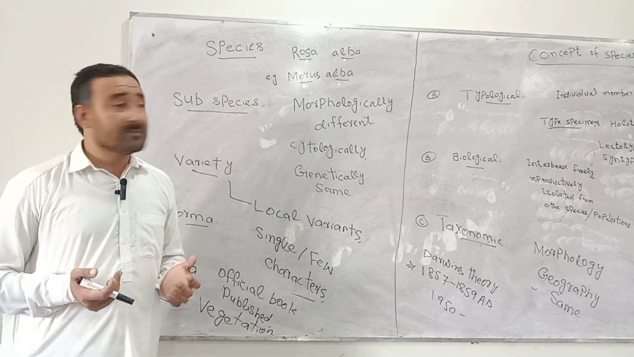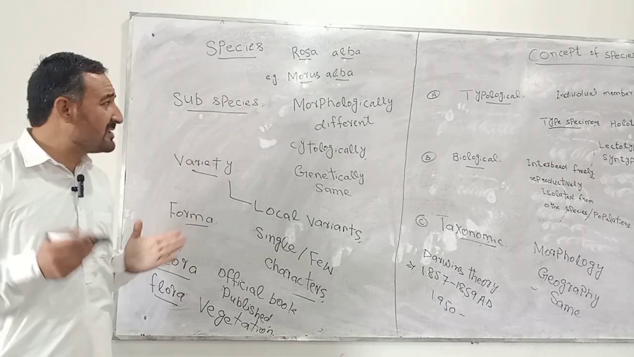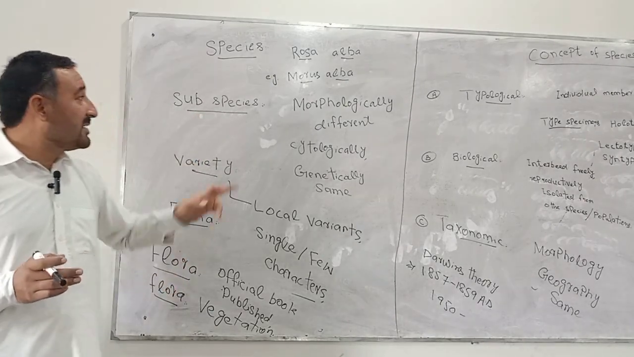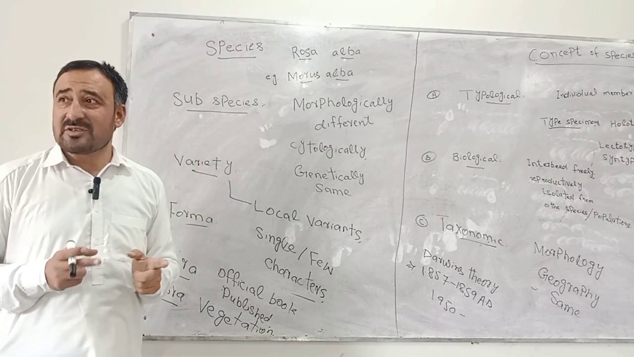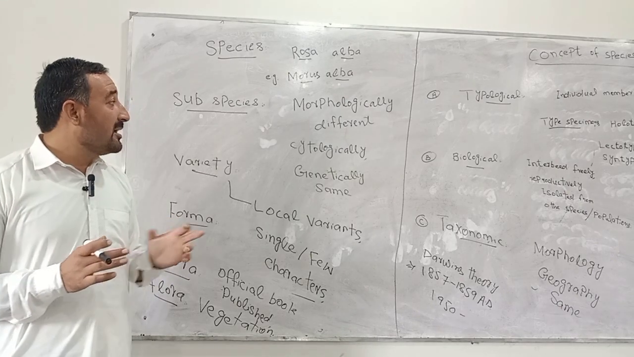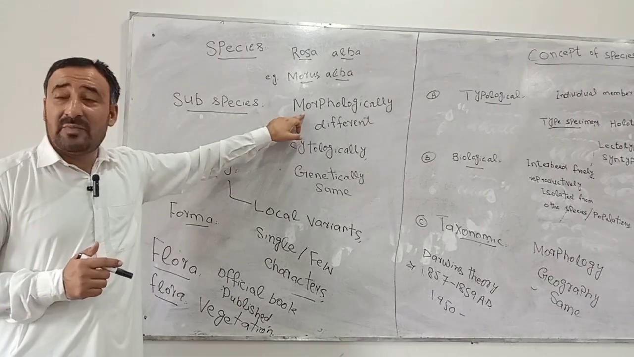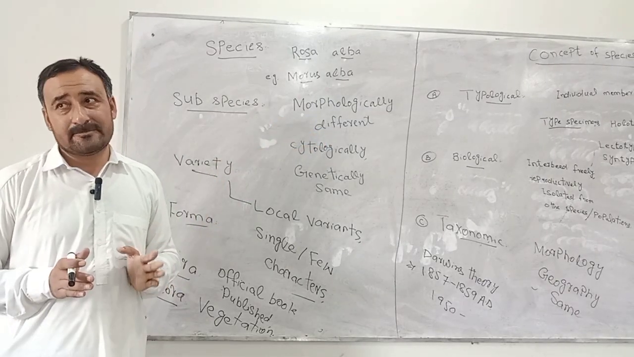Next one is the subspecies. Subspecies means they belong to the same species. They have the same population, but they are morphologically and geographically different.